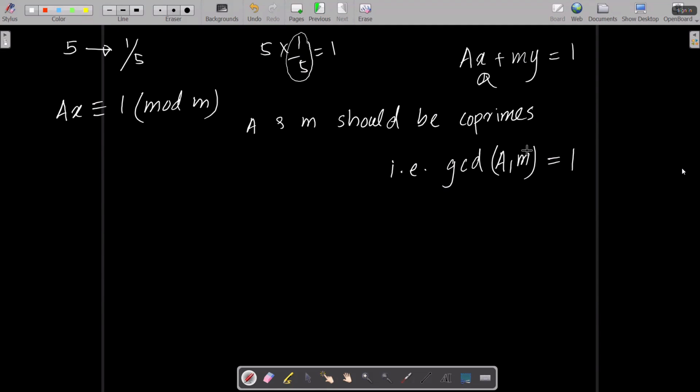So actually this modular multiplicative inverse exists only if A and M are co-primes. If A and M are not co-primes, there will not be a modular multiplicative inverse. So we need to make sure that A and M are co-primes. Otherwise, the modular multiplicative inverse does not exist.